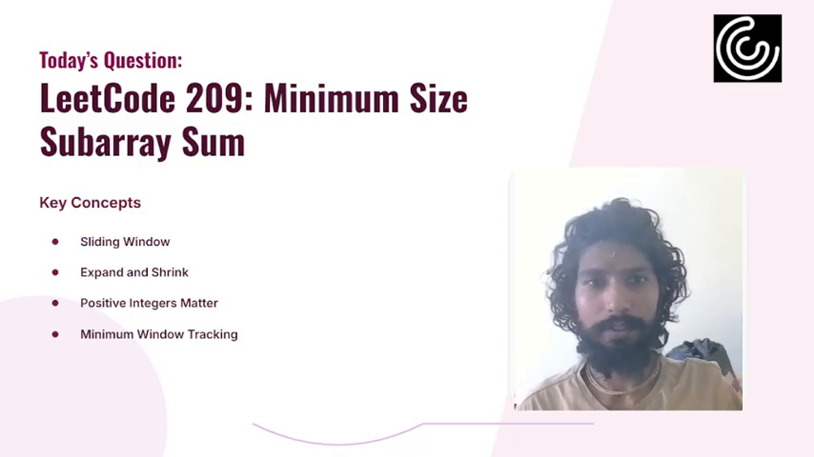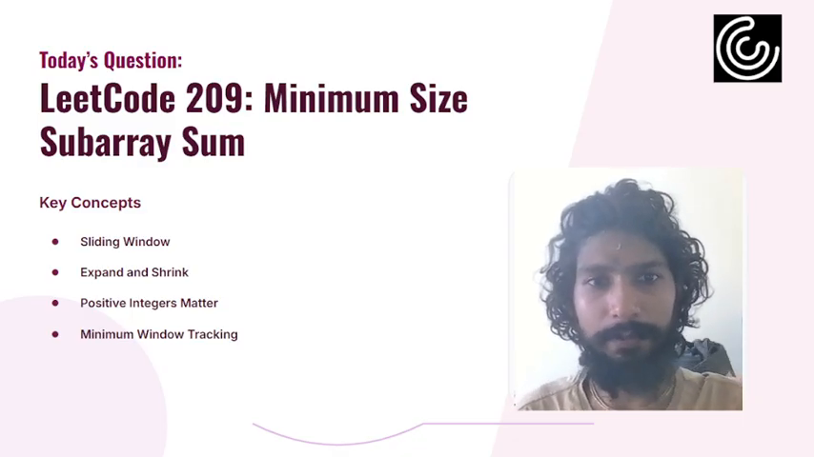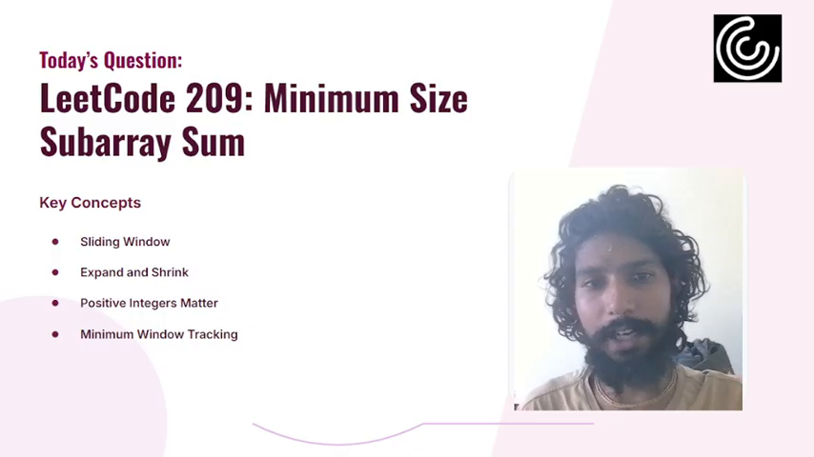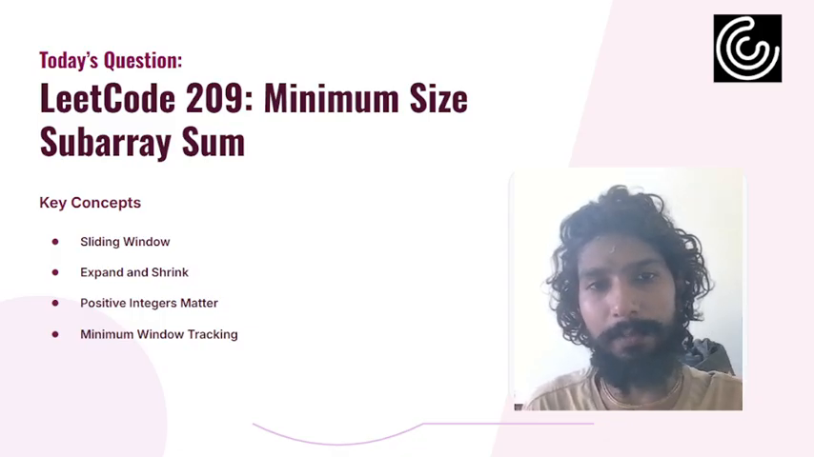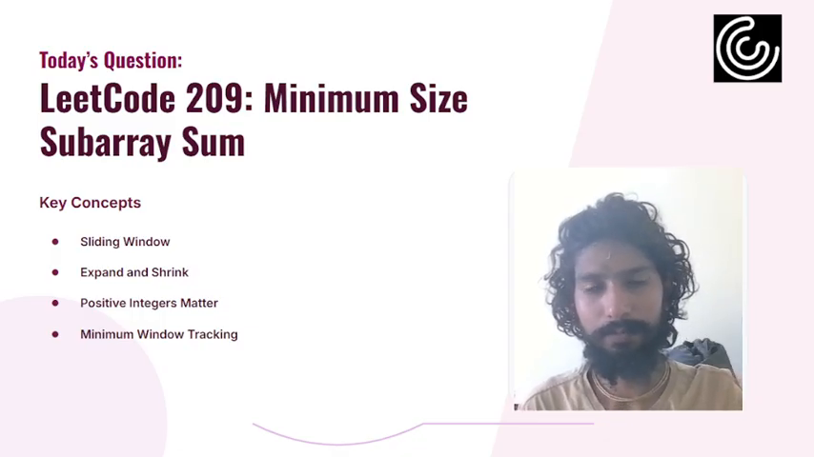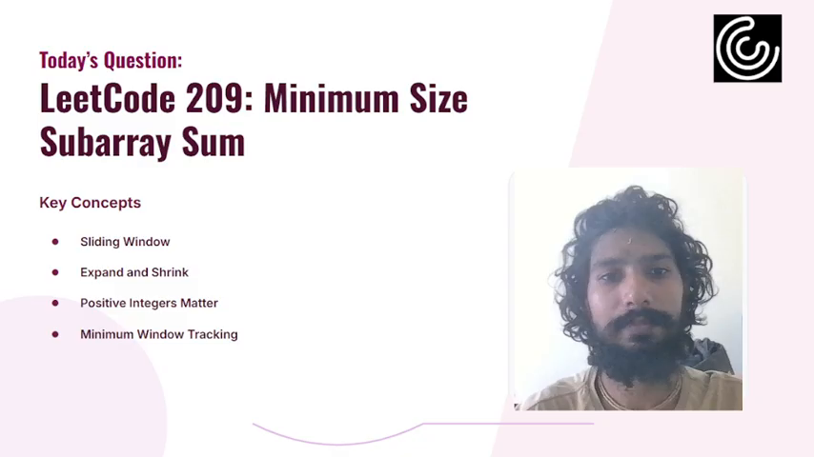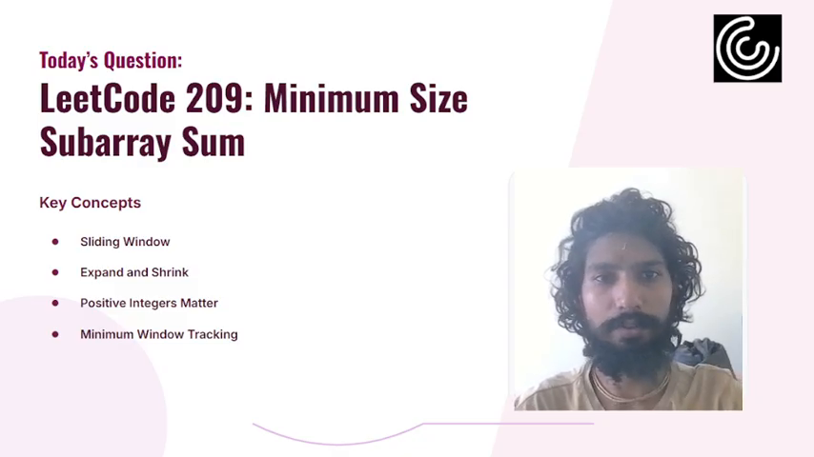And the third is minimum window tracking. Every time the sum is at least target, we calculate right minus left plus one and update the minimum length. We need to track the minimum length size. So let us look at the problem now.